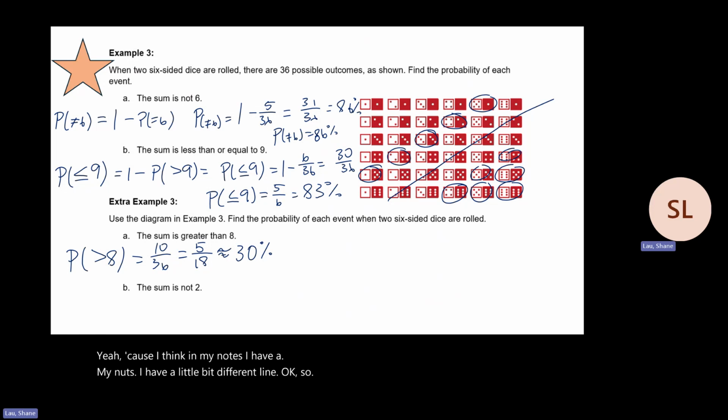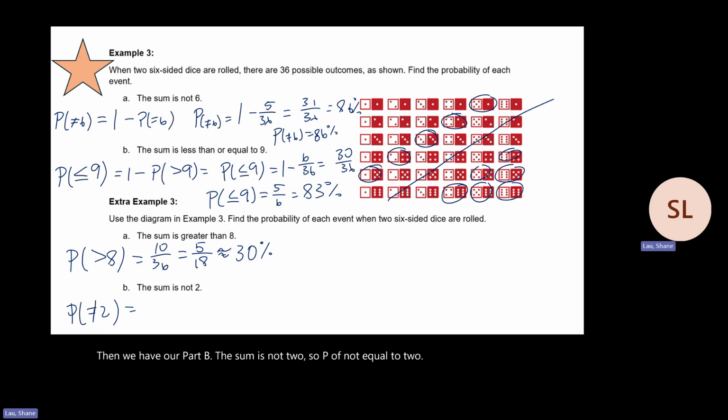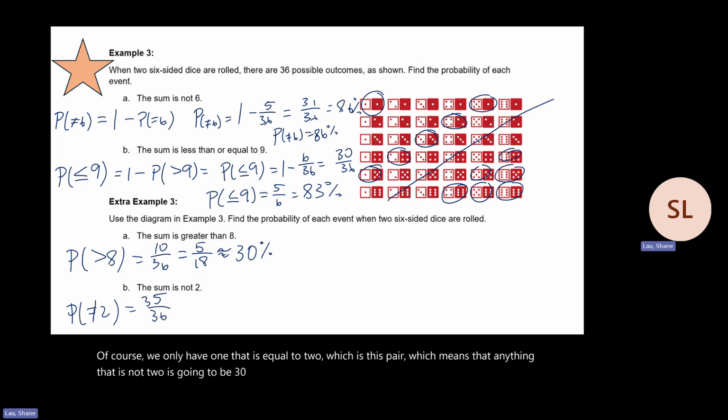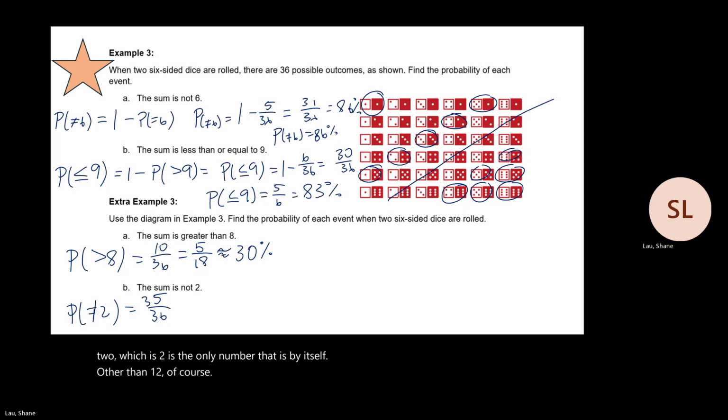Okay. Then we have our part B. The sum is not 2. So P of not equal to 2. And of course, we only have one that is equal to 2, which is this pair, which means that anything that is not 2 is going to be 35, because we don't want 2. We want everything that's not 2, in which case 2 is the only number that is by itself, other than 12, of course. Okay. And that's that problem.